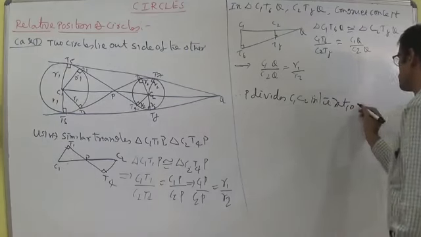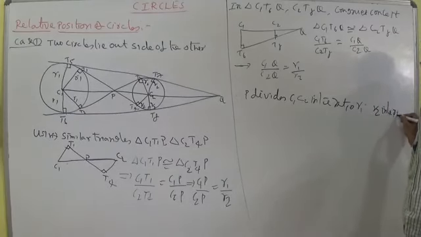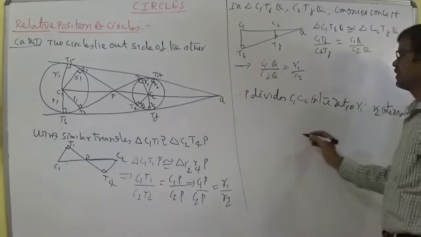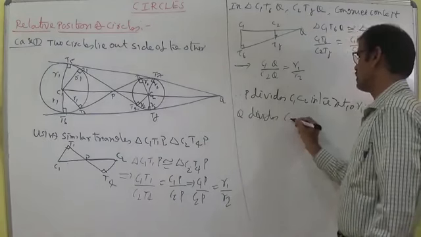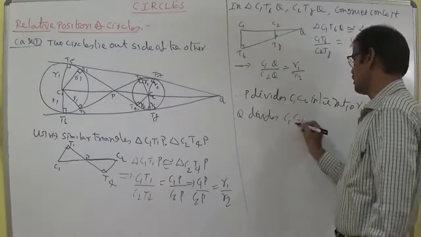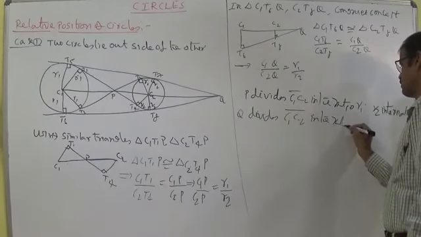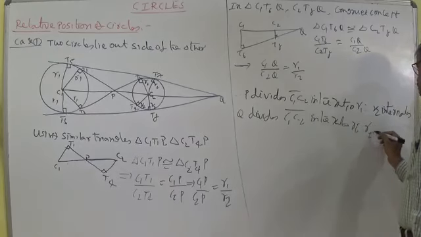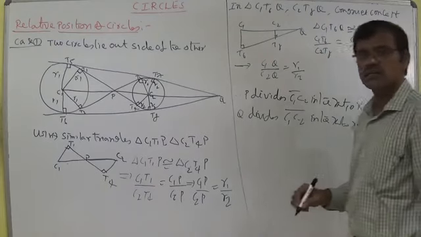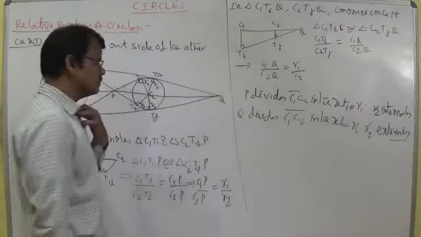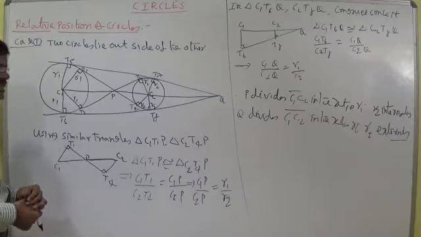P divides C1 C2 in the ratio R1 is to R2 internally, and Q divides C1 C2, meaning the line joining C1 C2, in the ratio R1 is to R2 externally. Once again I will say the formula also. You should remember the concept, of course there is no need to remember the proof.